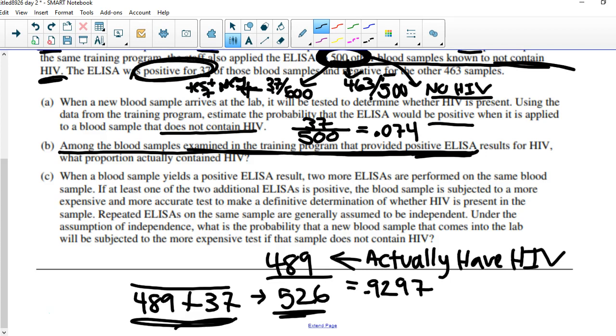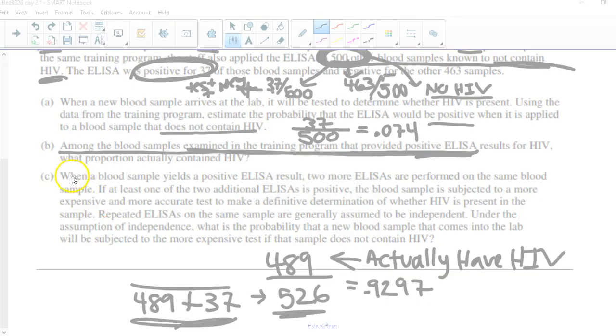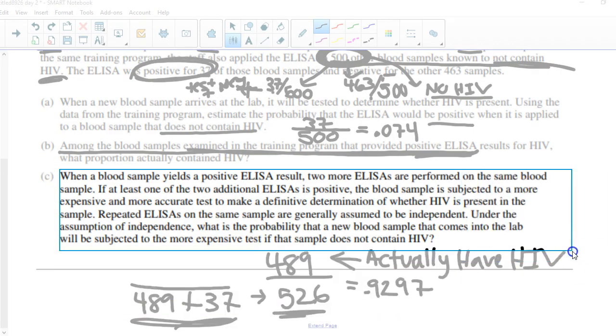Okay, the last question, which is the messiest by far. I'm going to take a picture of it and go to the next page. There's a lot of junk that you don't need to worry about at first. At first, you want to just read down and say, okay, what's going on?